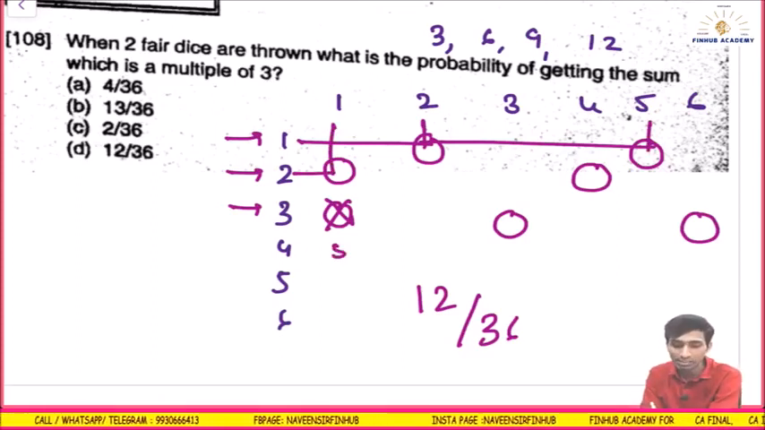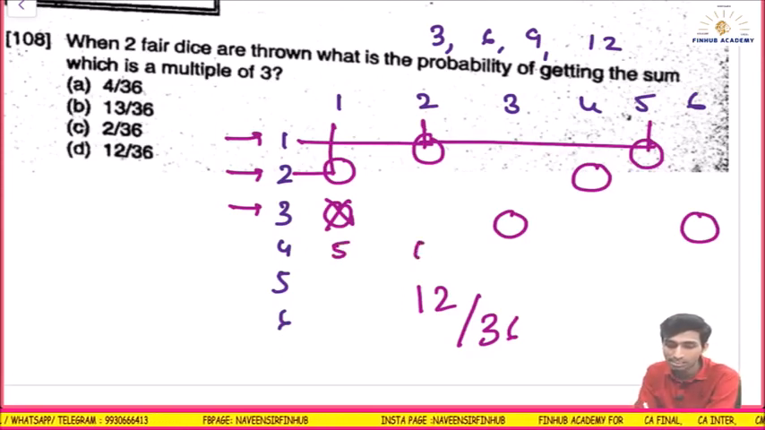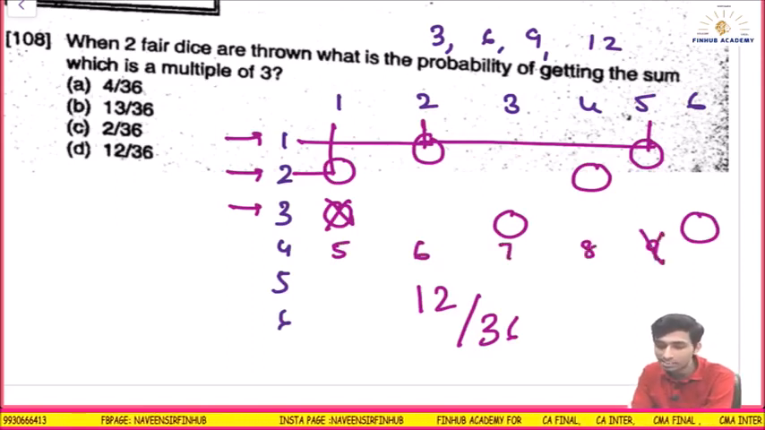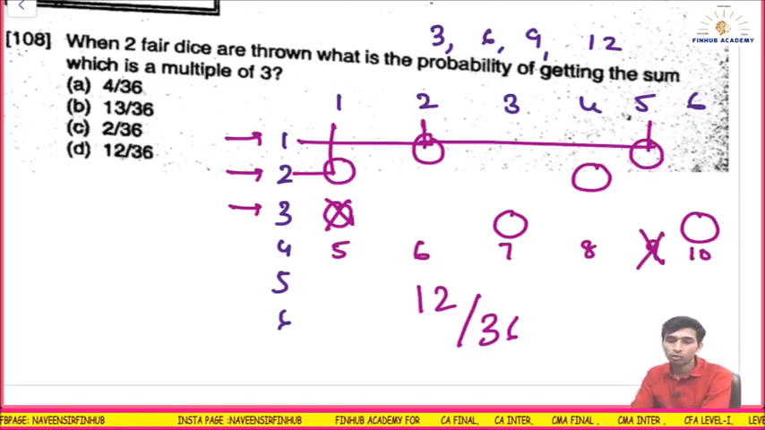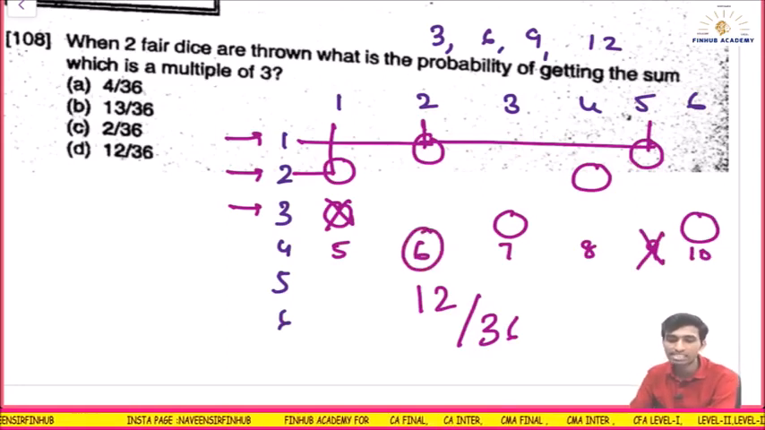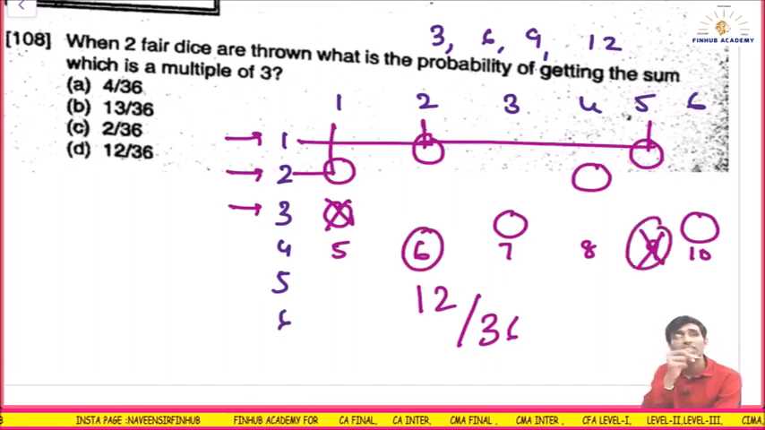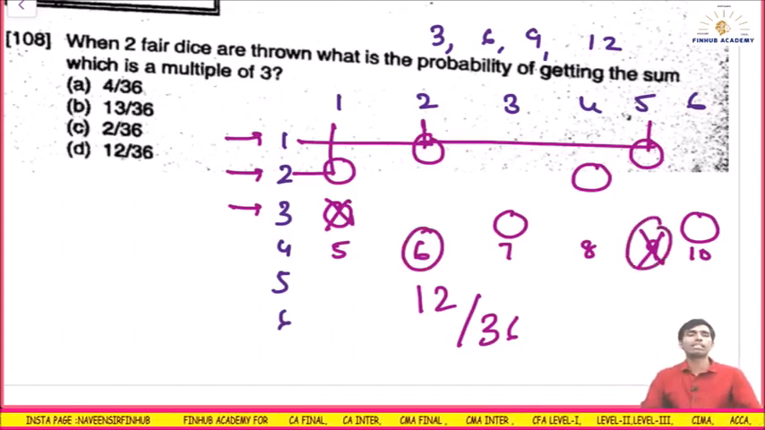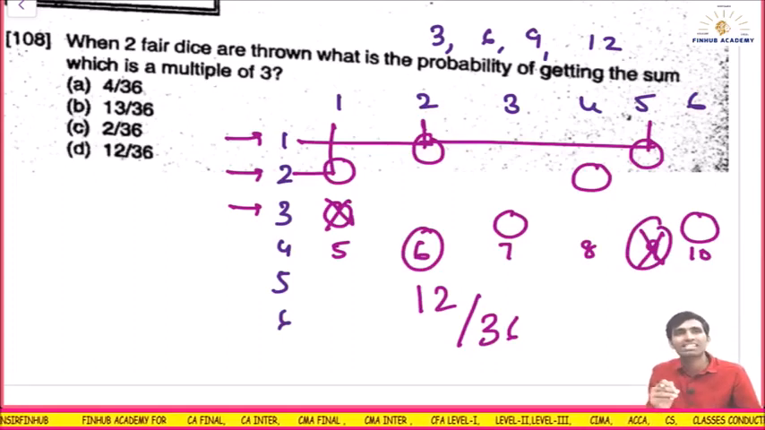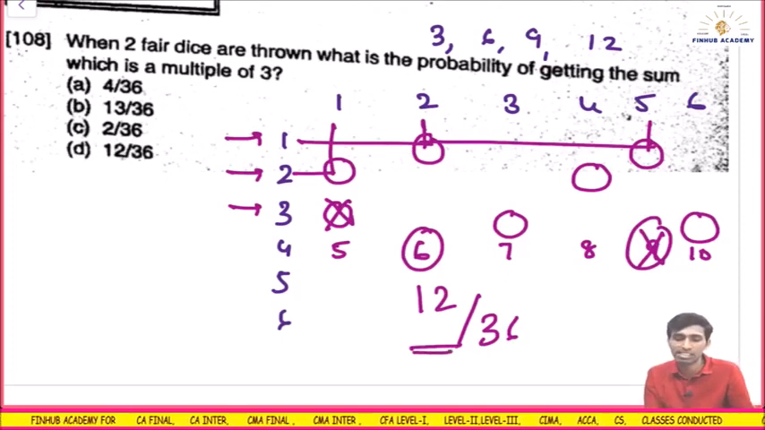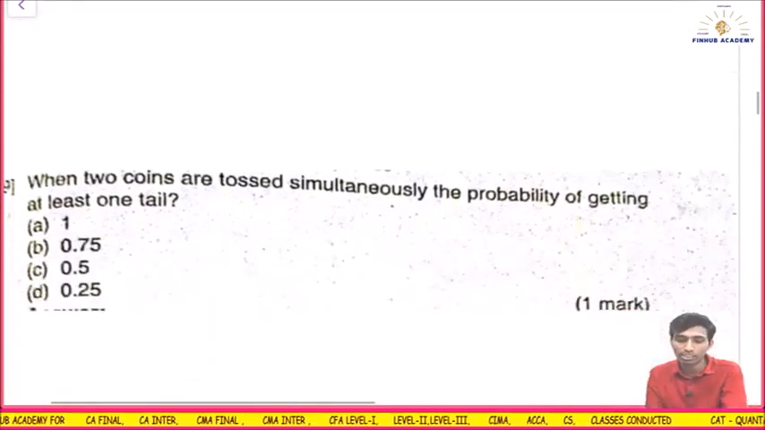4 comma 1 is 5. 2 comma 4 is 6. This is 7, 8, 9. This will come. Correct? 10. Okay, 4 comma 5, this will also come. 6. Right, now this will come. Every line has 2 of these. The sum is a multiple of 3, 2 numbers. So 6 lines are there. That means 12. So 12 by 36 is the answer. Slow down and do it.